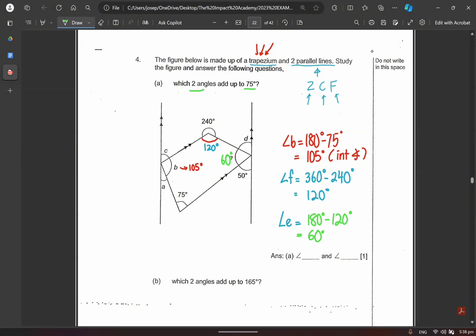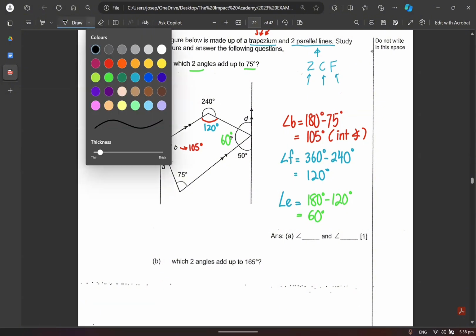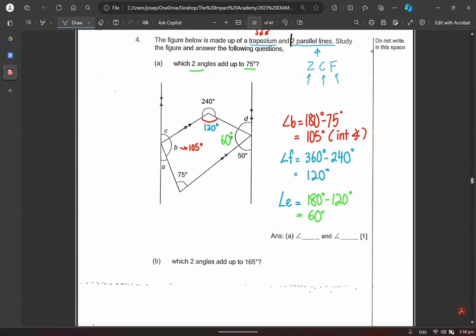What else can we find? D is 70 degrees. How do you know D is 70 degrees? 180 minus 60 minus 50, because it's the angles on a straight line. Very good. You see how important it is to really note down the two parallel lines. Angle D is equal to 180 degrees minus away 60 degrees minus away 50 degrees. Make sense? When you do that, you get 70 degrees. So we know that this is 70 degrees.